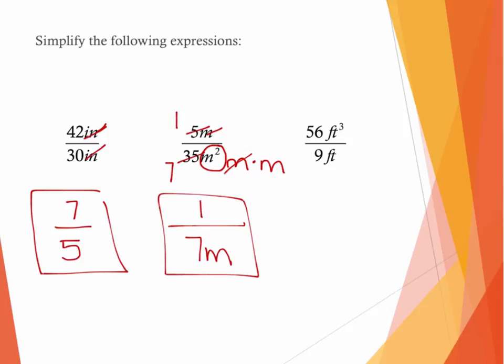Lastly, I have 56 feet cubed, or cubic feet, over 9 feet. Again, cubic feet means I'm multiplying feet 3 times. So this is going to reduce to feet squared, and the feet down in the denominator are going to cancel. 56 and 9 don't reduce, so this would stay as 56 square feet over 9.